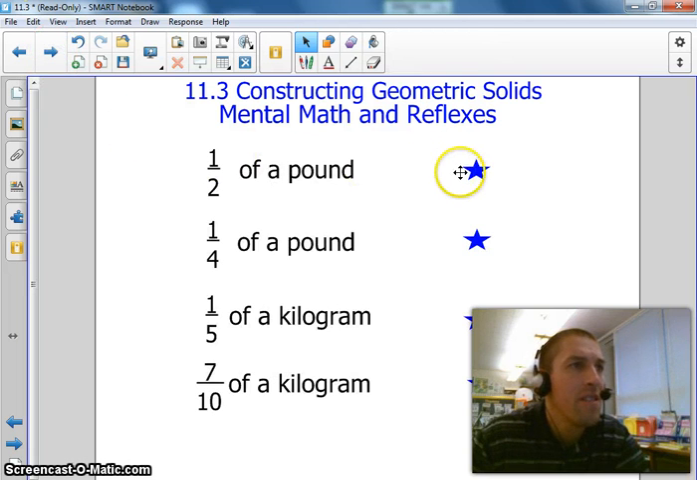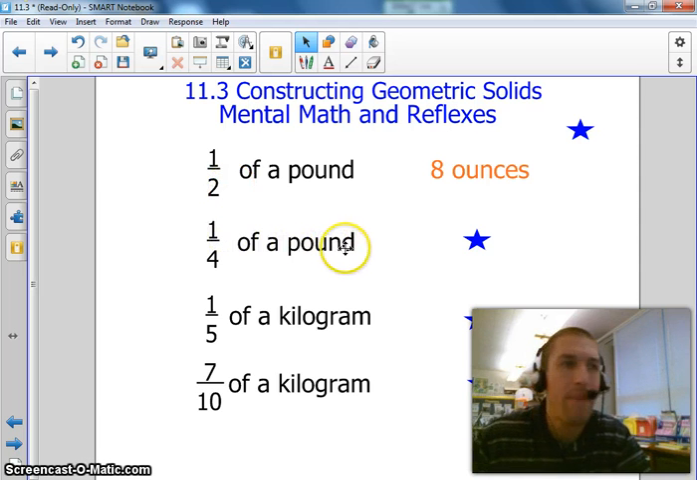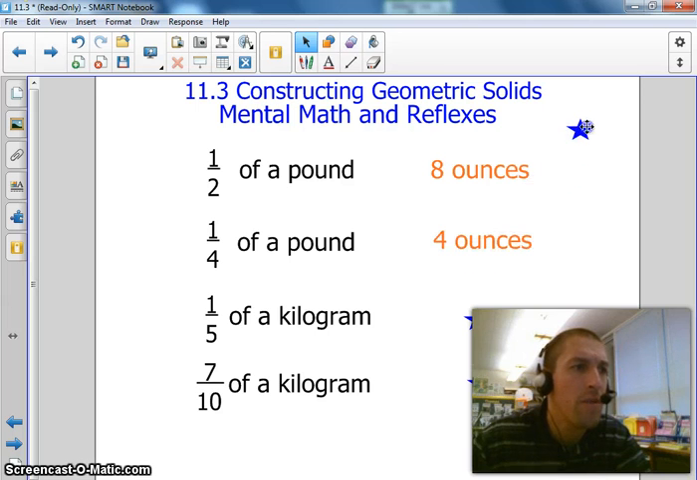What about this one? It's half of a pound. Well, how many ounces in a pound? Okay, there are 16 ounces in a pound, so half of that would be 8. What is 1/4 of a pound? Well, what's 16 cut into 4 parts? It would be 4.